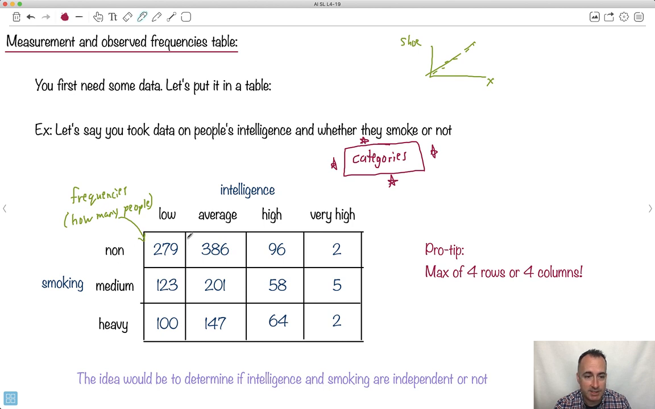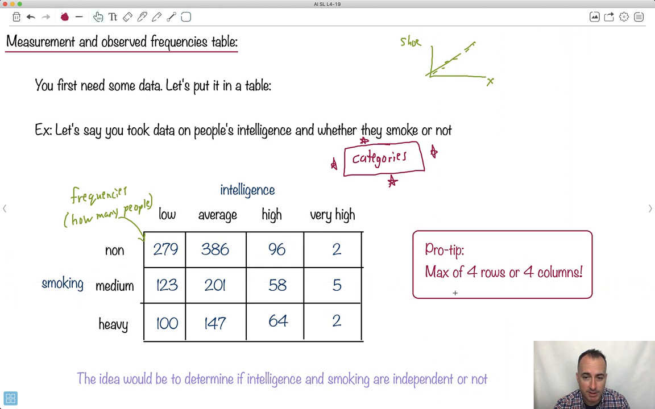So let's just say we got this data right here. The idea would be to try to determine, hey, is intelligence and smoking, are they independent or not? Because if they're independent, that means it doesn't matter. Your intelligence and smoking aren't related in some way. Or you can find out if they're not. Now, keep in mind, we don't say they're dependent. All we can state is independent or not independent. It's weird that we have this distinction, but it's important.